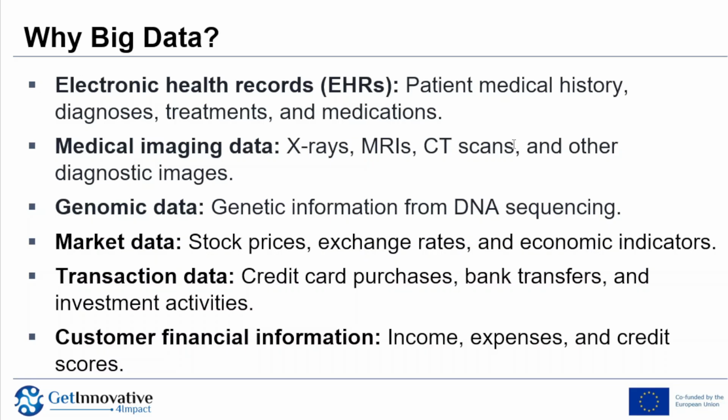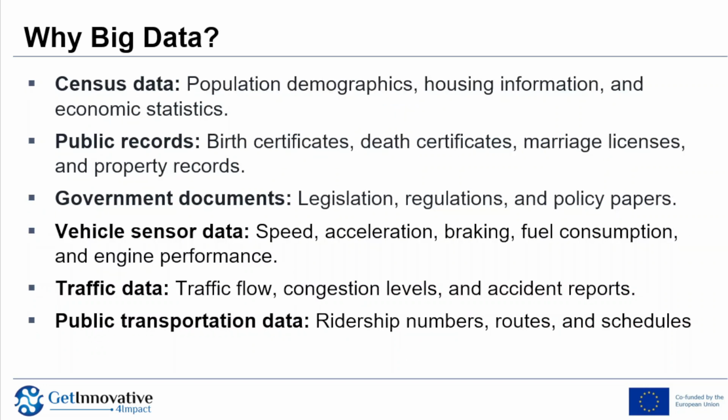The market data would include stock prices, exchange rates, and economic indicators. And the transaction data would include credit card purchases, bank transfers, and investment activities. Another kind of data is customer financial information, which would include income, expenses, and credit scores.